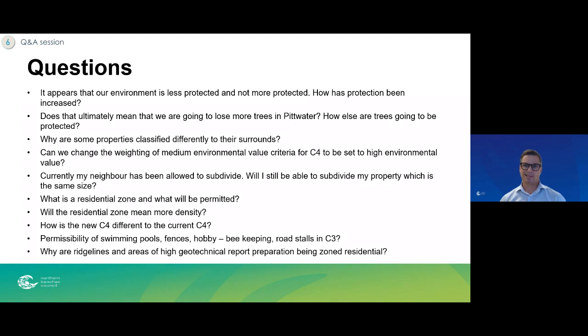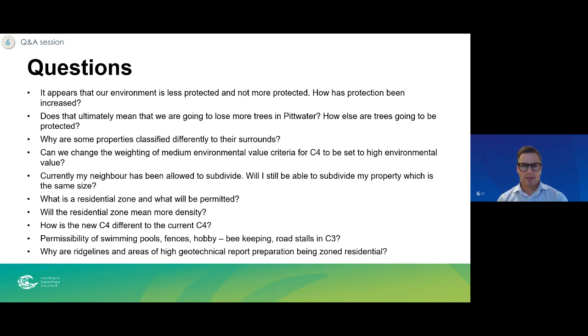There's also an increase in the use of the C3 zone throughout the Pittwater area, and there's also been an increase in the proposed use of the conservation zones, particularly in areas like Ingleside. So that's opportunities to increase those layers of protection there.